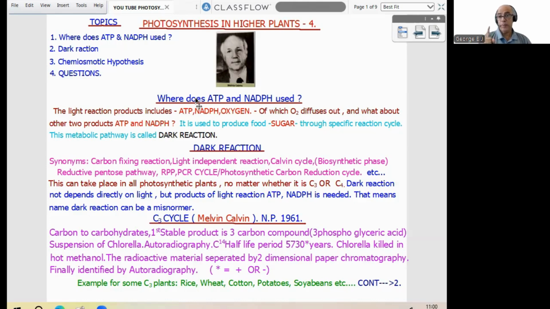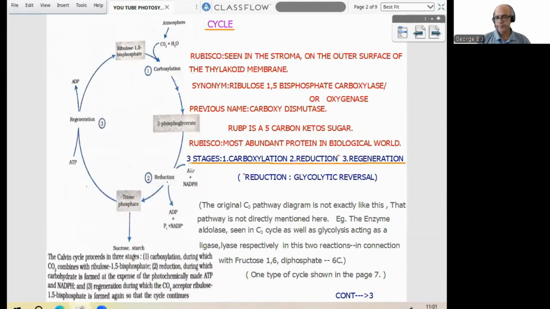That is why we studied paper chromatography in the first or second episode of photosynthesis. NCERT also gives the term paper chromatography. Finally, it was identified by autoradiography. Examples of some C3 plants, an odd-one-out question mixing with C4: soybean, wheat, cotton, rice, potatoes. That is regarding the first page, hoping that it is clear. Now we can proceed to the second page.